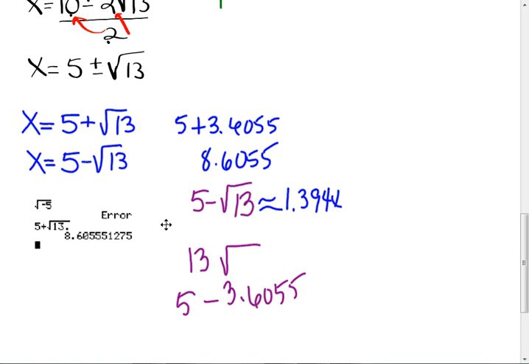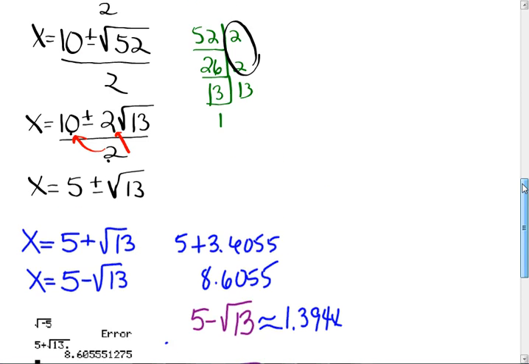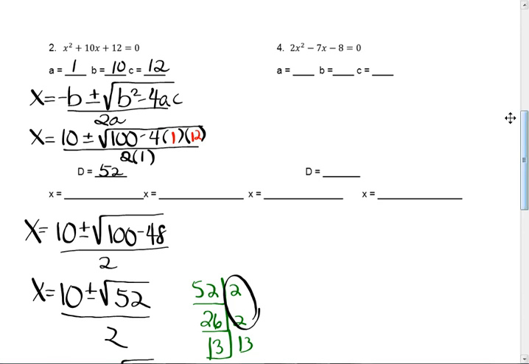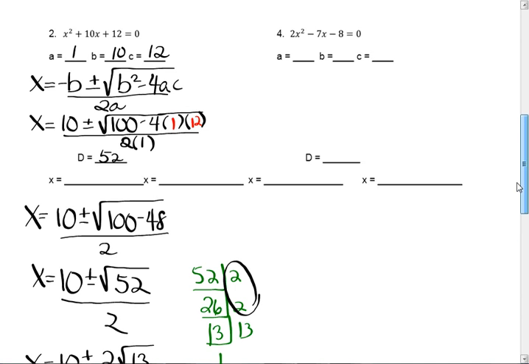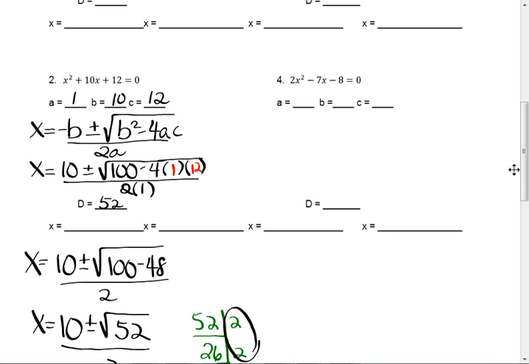Okay, so what we've done is just added to what we've done in the past. So should we do the next problem, Joey? Okay, number 4. Jane, what's A? A is 2, B is -7, C is -8. So now you need to do this.